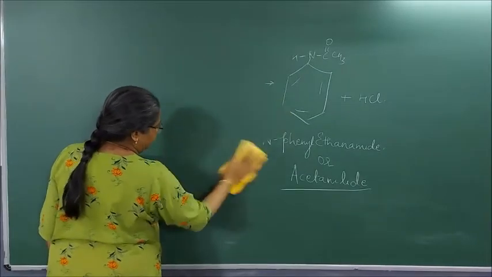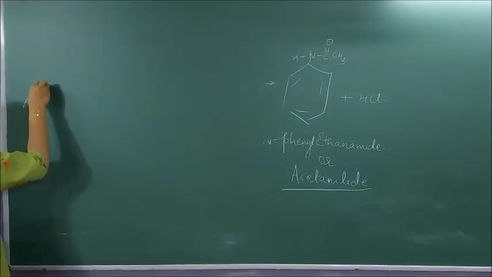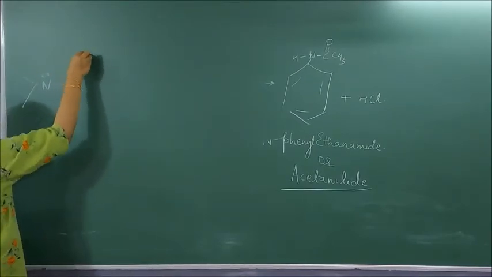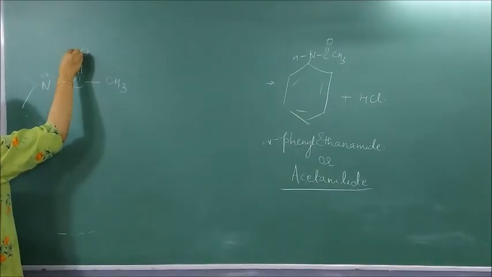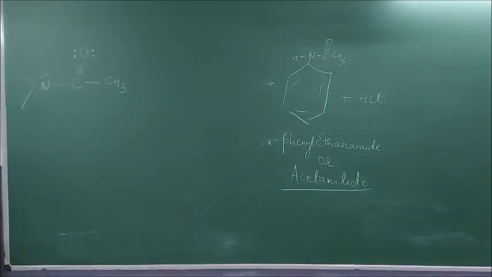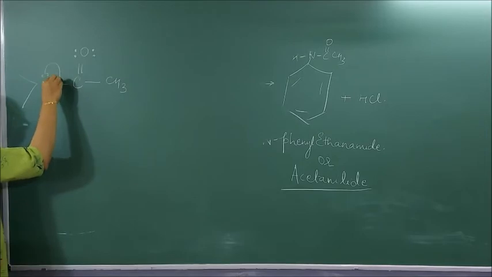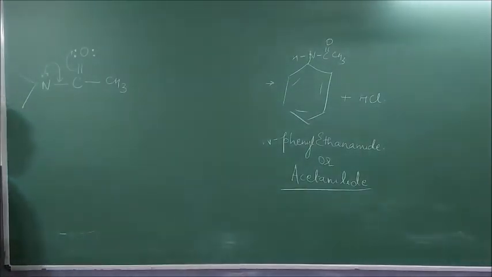Let us write first the logic. You have N, it has a lone pair of electrons. It is then connected to C double bond O, CH3. This oxygen has how many lone pairs of electrons? 2 lone pairs. Now what happens? This comes here and this goes here due to resonance.